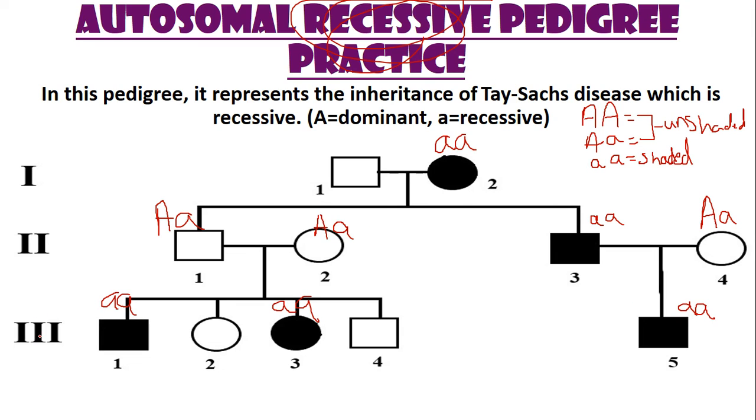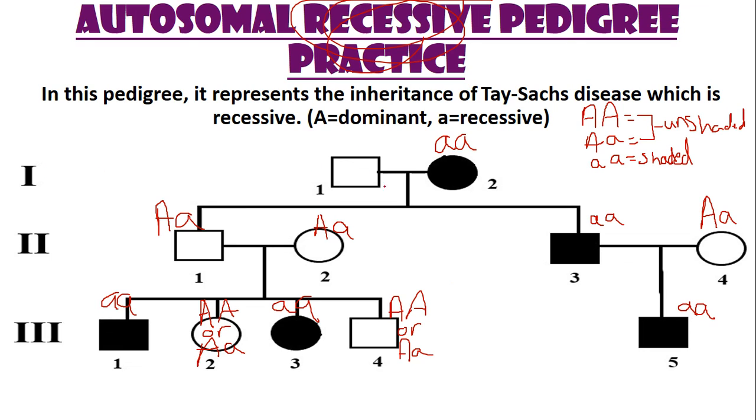Generation 3, individual 2, big A, but here's the issue. If we look at the parents, one parent could give a big A, and the other parent could be giving a big A or a little a. So we would have to write big A, big A, or big A, little a. Same thing for individual 4 in generation 3. It could be either of them. We won't really know what they are until they have children of their own.